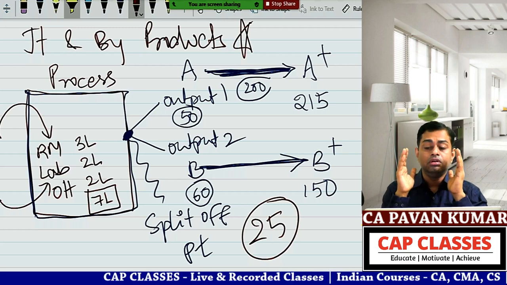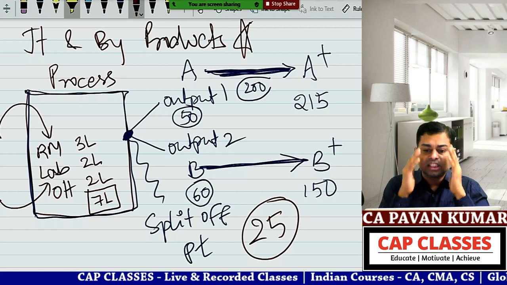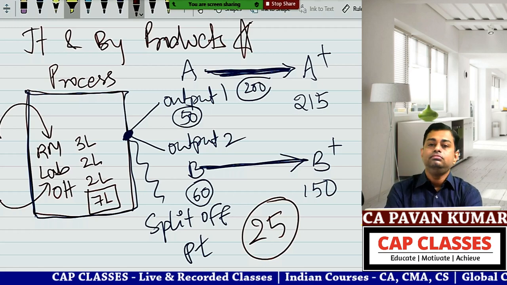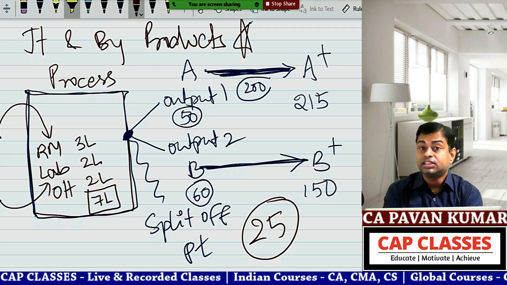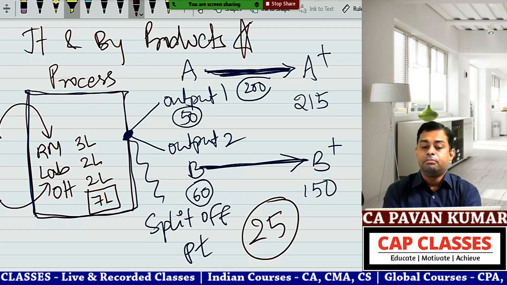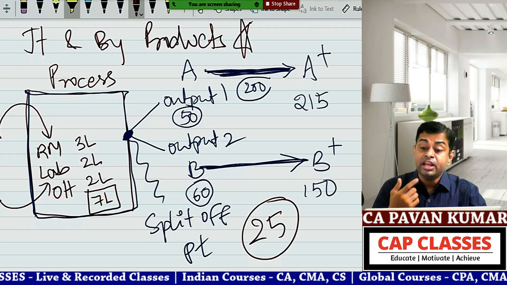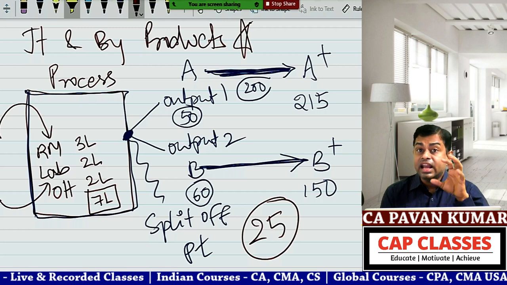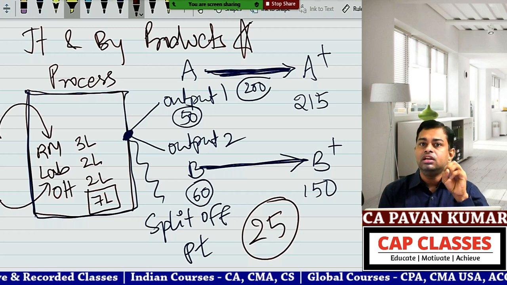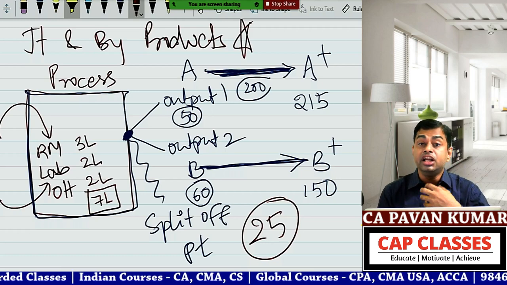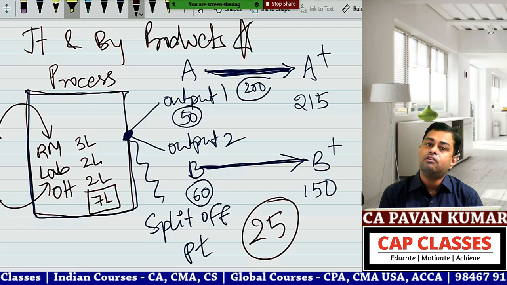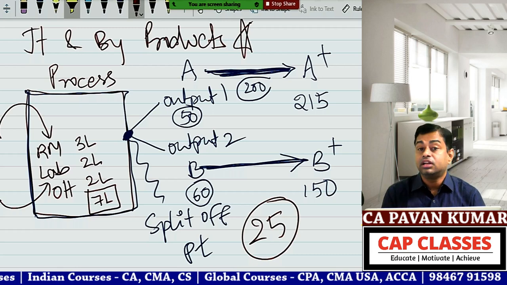Now with your common sense, you can say, Pavan sir, we'll do one thing. We will not process A further into A plus, but we will process B into B plus, because when you do further processing of A, there is no benefit. When you do further processing of B, there is value addition and incremental profit. Okay. That is the conclusion. This is point number one.